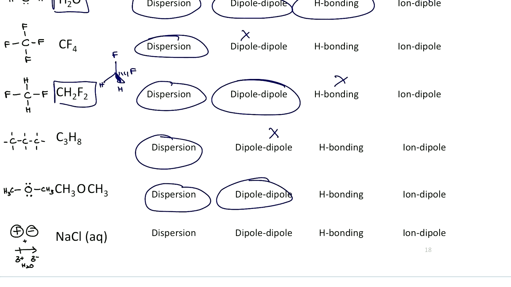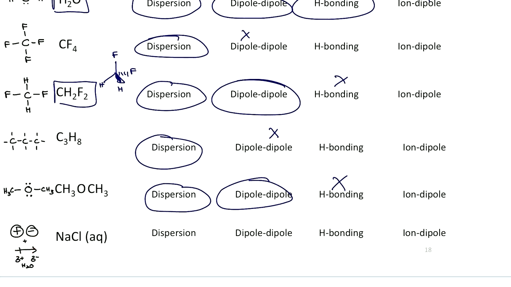No. But there's hydrogens and an oxygen present. But what's the problem? They're not bonded to one another. Yeah, so this one cannot hydrogen bond. Okay, and then the last one, NaCl aqueous. We have sodium pluses, chloride minuses, waters that have permanent dipoles.